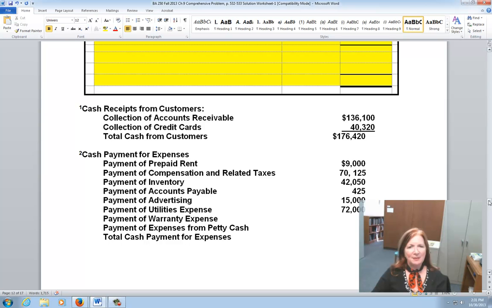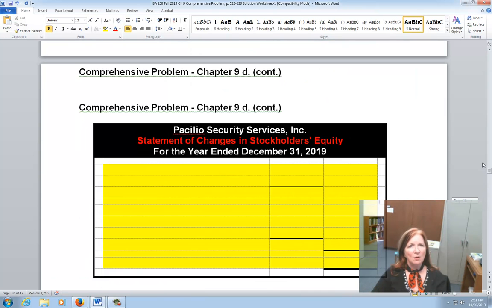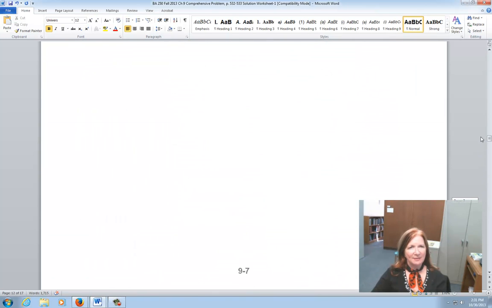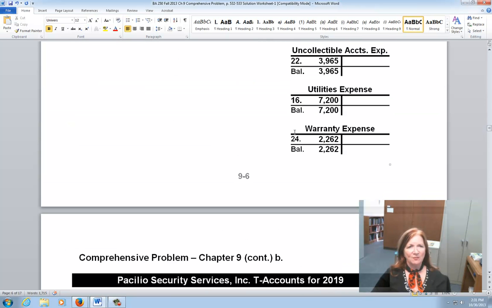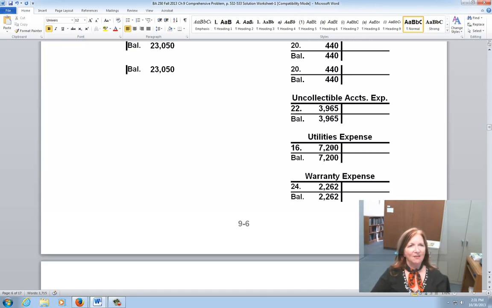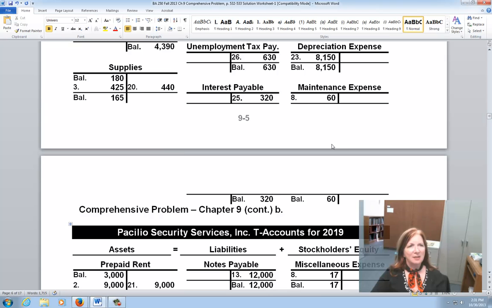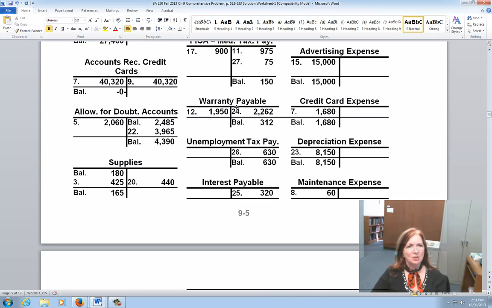So here's the payment of the warranty expense. When I go to the warranty expense, it's going to be an adjusting entry for me, and it's not a payment. There's no cash that went out here. In fact, it set up the liability, warranties payable. So here's the warranties payable.